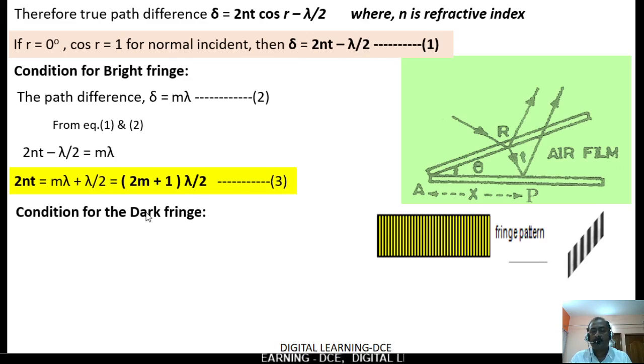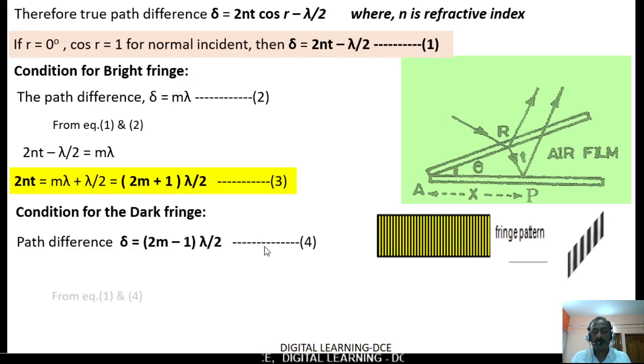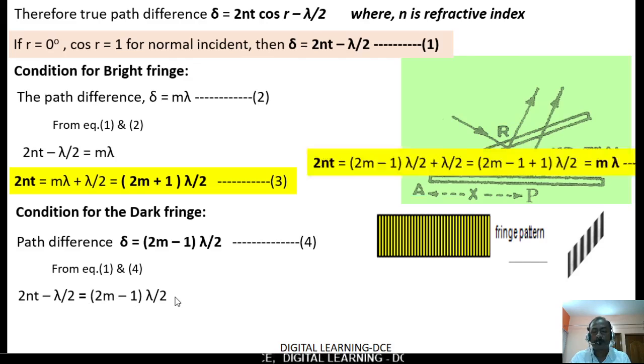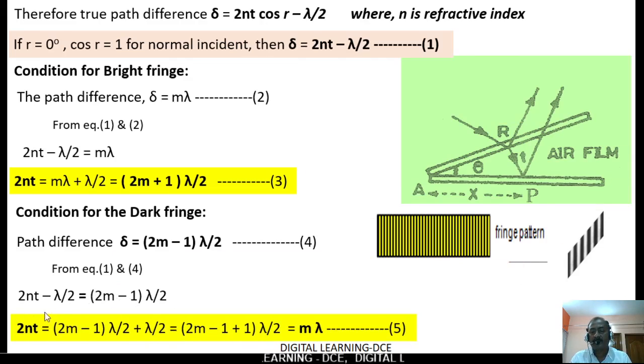Now conditions for dark fringe. We know that the path difference for dark fringe is 2m minus 1 into lambda by 2. It will be equation 4. From equations 1 and 4, we get 2nt minus lambda by 2 equals 2m minus 1 into lambda by 2. Therefore, on further simplification, 2nt equals 2m minus 1 into lambda by 2 plus lambda by 2. Here lambda by 2 is a common factor. Therefore, 2m minus 1 plus 1. Here minus 1 plus 1 cancel. Therefore, we get m lambda. Let it be equation 5.